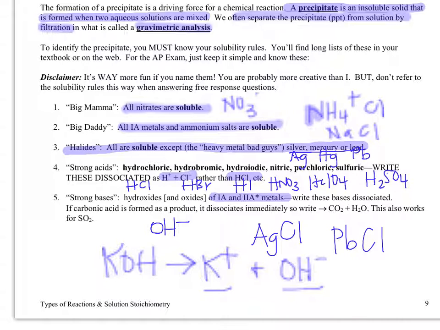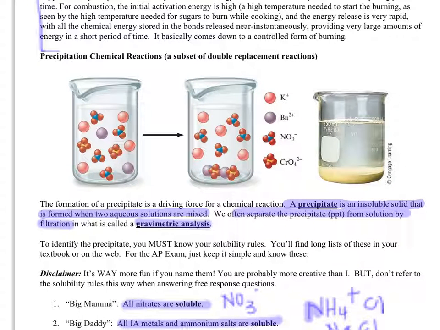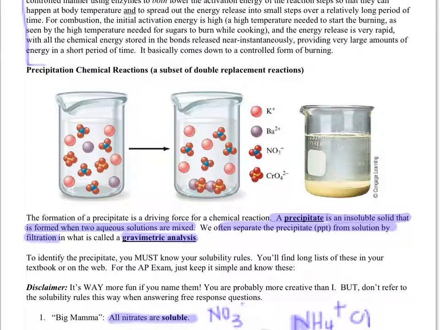So now let's take a look at that picture from before, and let's see if we can figure out what's going on. In this beaker over on the left, let's look at our key over here. We have a solution, and I can tell it's a solution because I can see this ring up here at the top, so I know it's liquid. I have potassium ions in pink. I have barium 2 plus ions in purple. I have the nitrate ions and chromate ions.